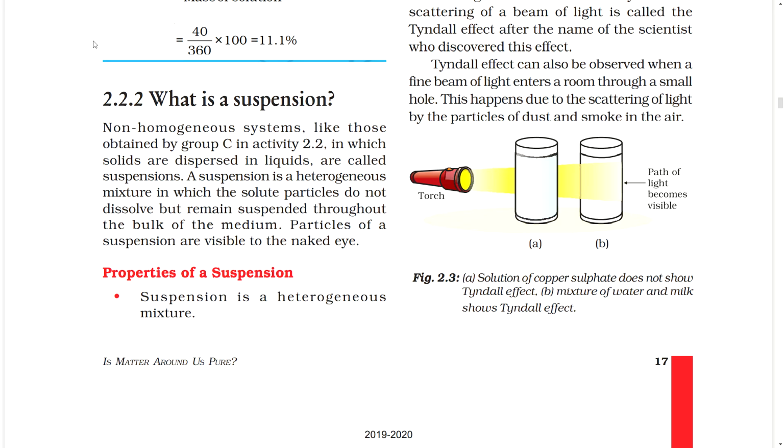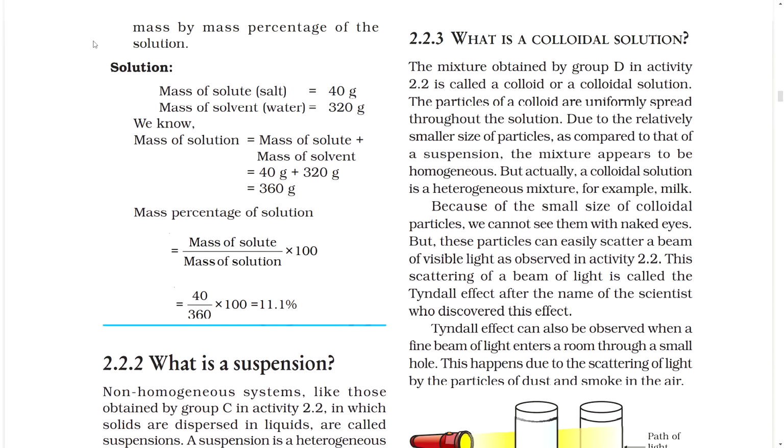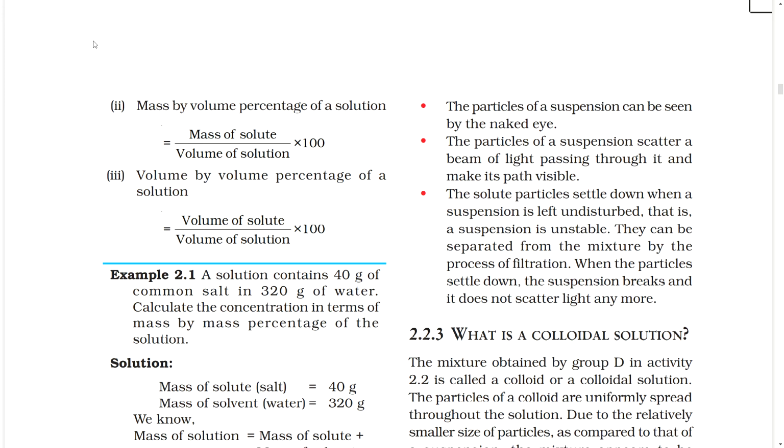Properties of a suspension. Suspension is a heterogeneous mixture. The particles of a suspension can be seen by the naked eye. The particles of a suspension scatter a beam of light passing through it and make its path visible. The solute particles settle down when a suspension is left undisturbed. That is, a suspension is unstable. They can be separated from the mixture by the process of filtration. When the particles settle down, the suspension breaks and it does not scatter light anymore.